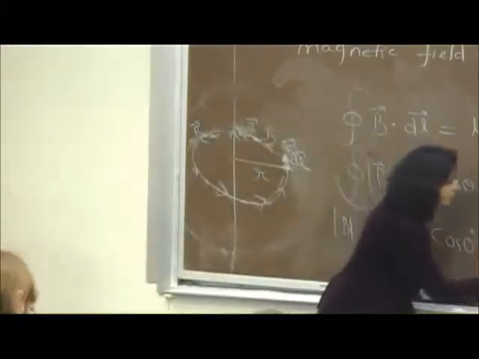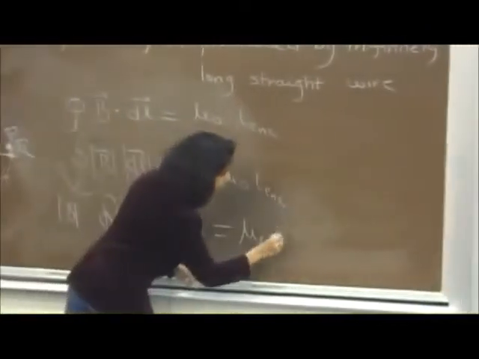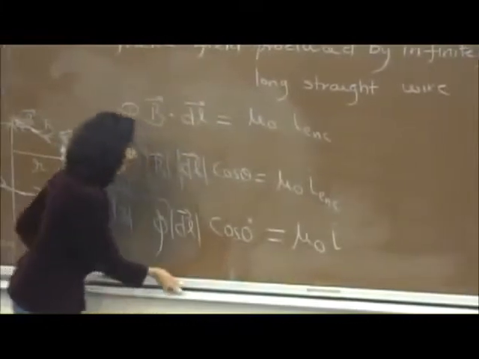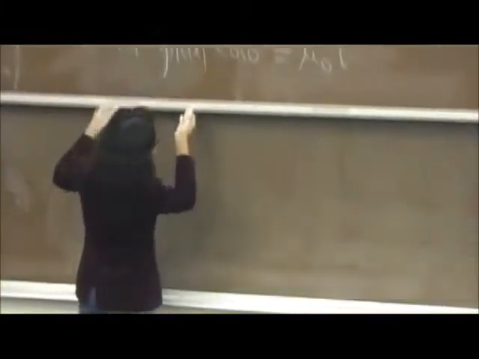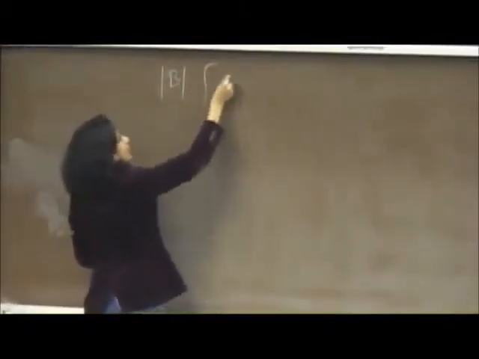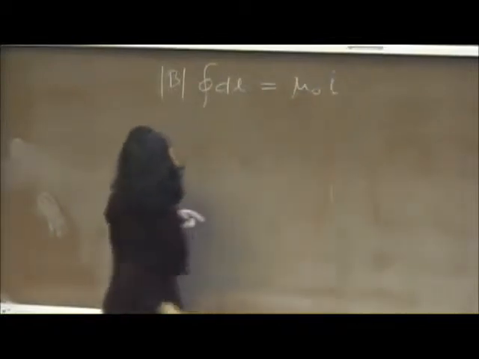So this is equal to mu 0. And how much is the current enclosed? Is the whole current enclosed? Yeah, the whole wire is inside. So the current enclosed is I. Cosine 0 is just 1. So what we have here then is B times the integral of dl over the closed loop is equal to mu 0 times I.